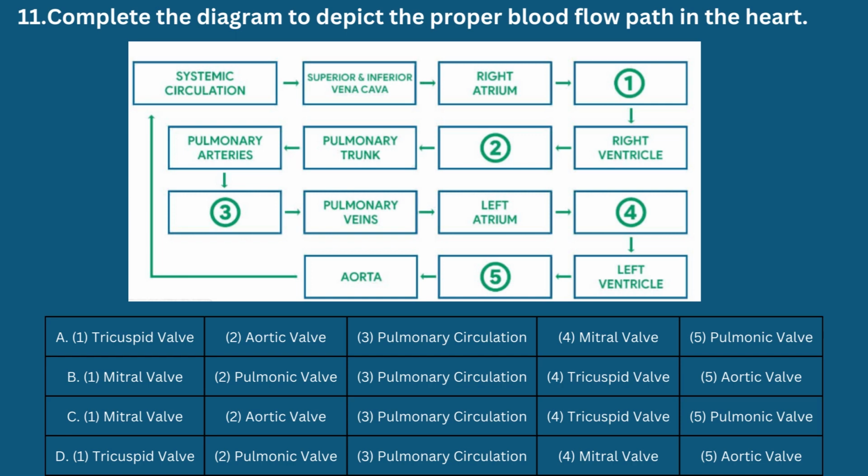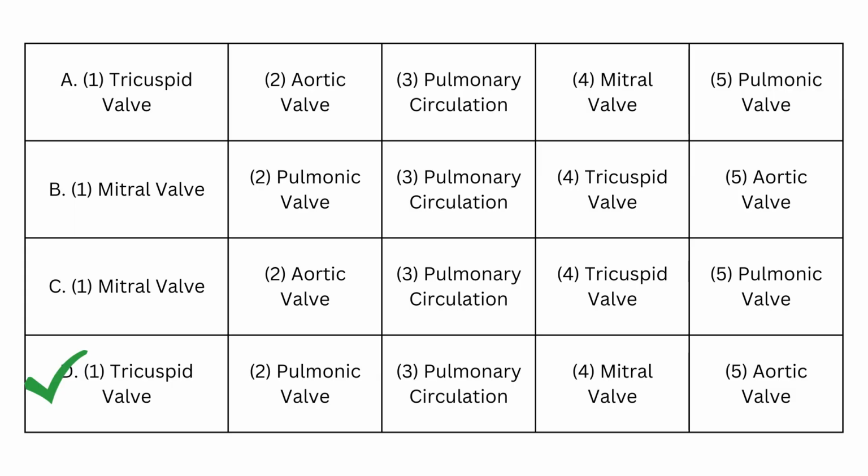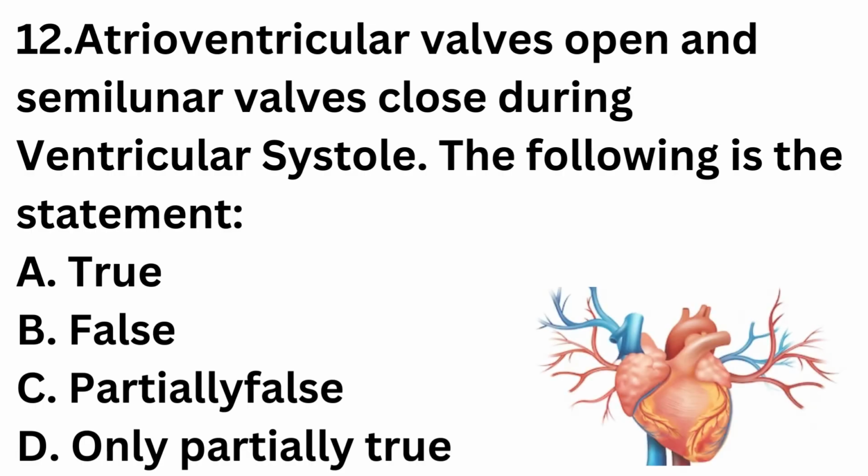Question 1 is, you need to complete this diagram that shows the flow of blood in the heart. So see this diagram carefully and see the options given below. What should be filled in 1, 2, 3, 4, 5? The correct answer is option D: tricuspid valve, pulmonary circulation, mitral valve, and aortic valve.